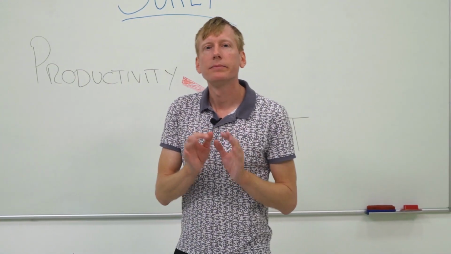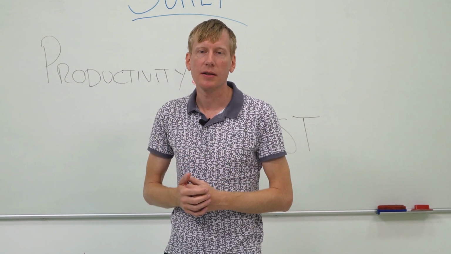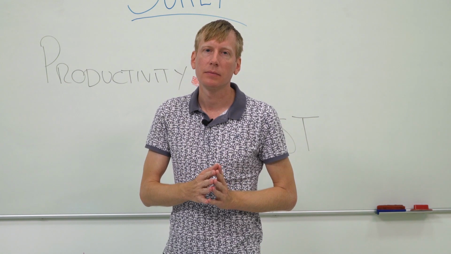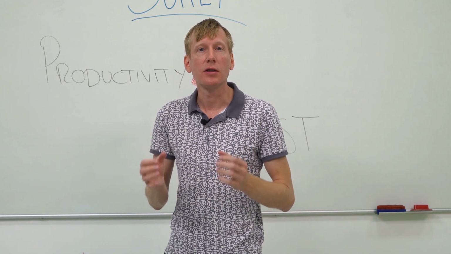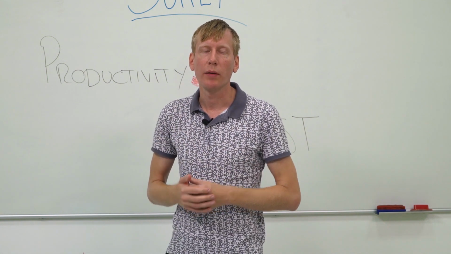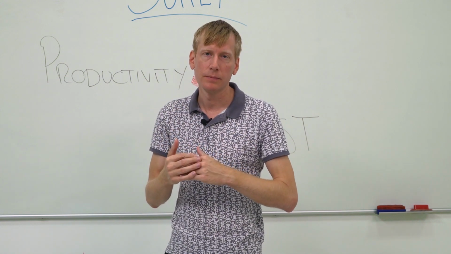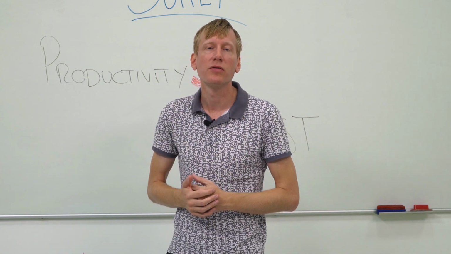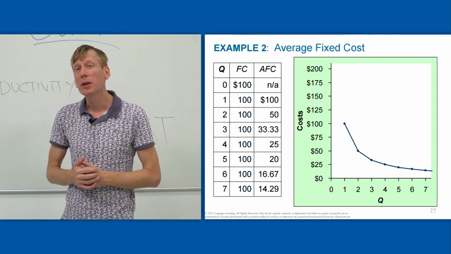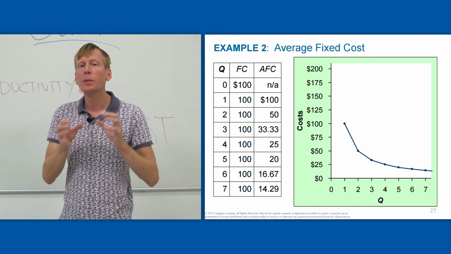The next definitions of costs that we'd like to introduce are average costs, to compare average costs to marginal cost. Now, an average cost is just the total cost divided by some quantity that's produced. We have a total cost of producing 3,000 units divided by 3,000, or the total cost to produce 5 units divided by 5. That's the average cost. Now here, our average fixed cost for producing one unit would be the total fixed cost of 100 divided by 1, 100.